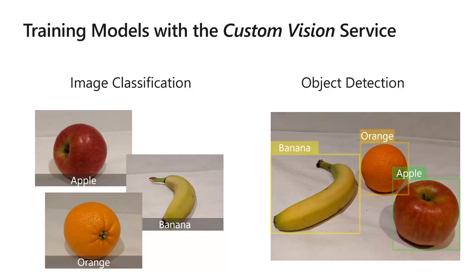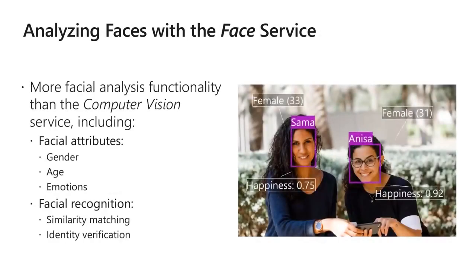We also have analyzing faces using the face service. And while the computer vision service provides some basic face detection, the face service offers additional capabilities. And that includes the analysis of facial attributes and the ability to compare faces for similarity, or even train a facial recognition model to verify the identities of individuals. Really interesting.